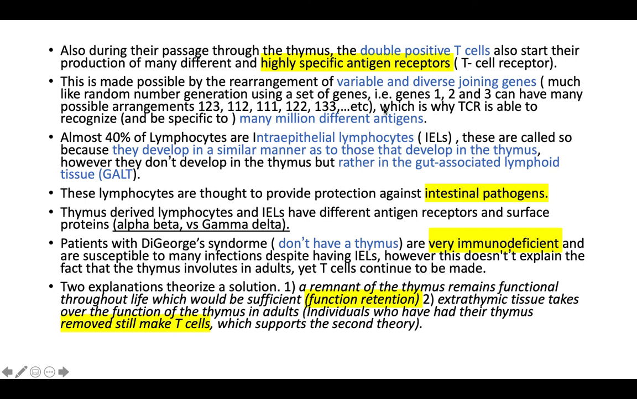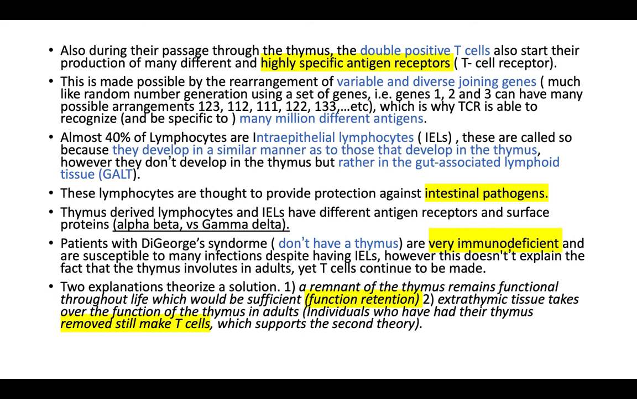T cell receptor, I have variable, diverse, and joining genes. I'm using different combinations of different genes. For example, I have 30 copies of gene 1, 20 of gene 2, 50 of gene 3, and 3 of gene 4. I use one of the 30 copies, one of the 20 copies of gene 2, one of the 50 copies of gene 3, and one of the 4 copies of gene 4, and I come up with a T cell receptor.